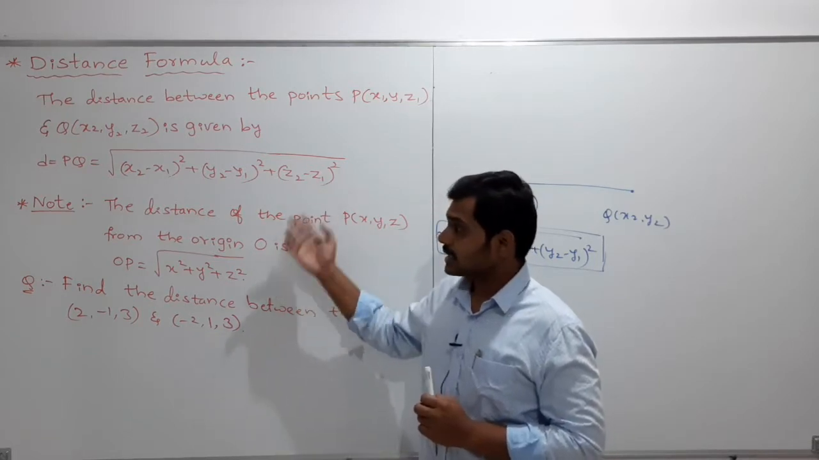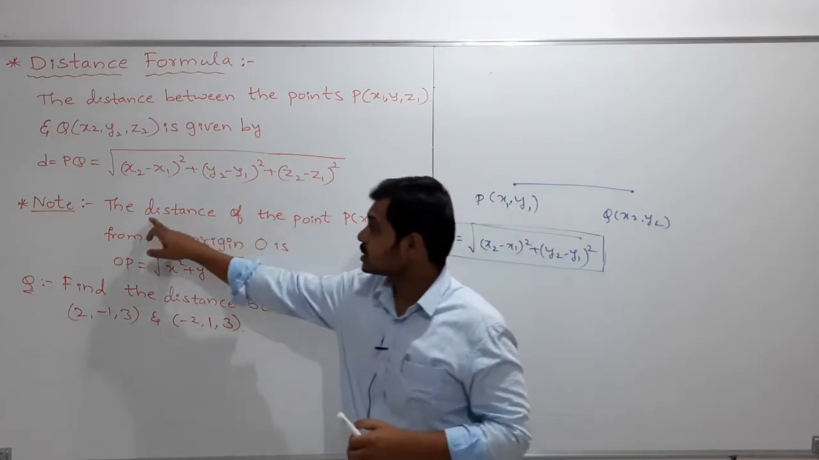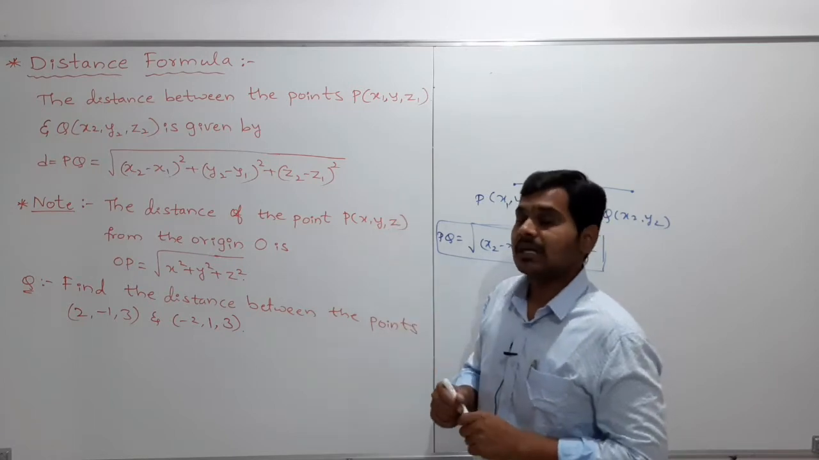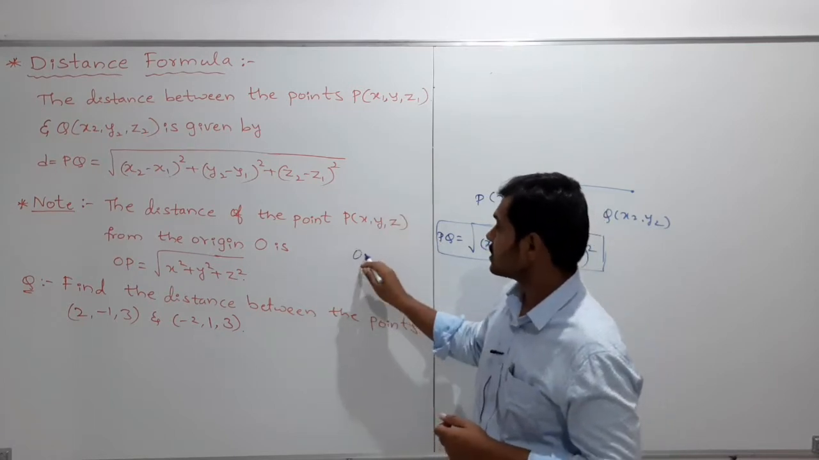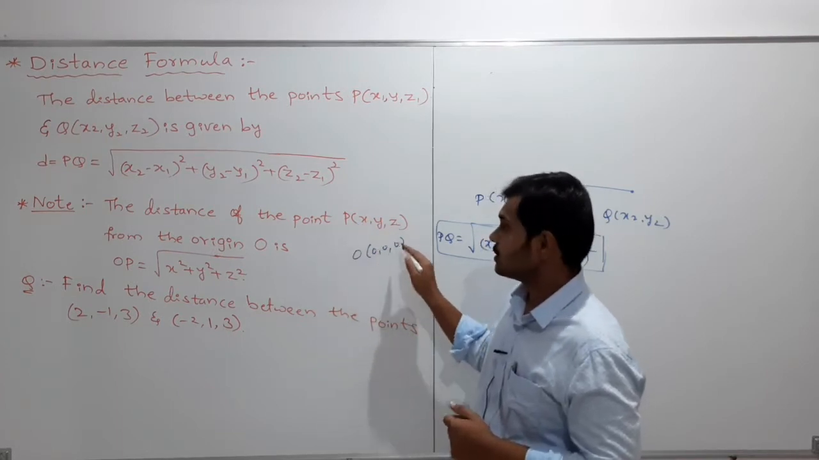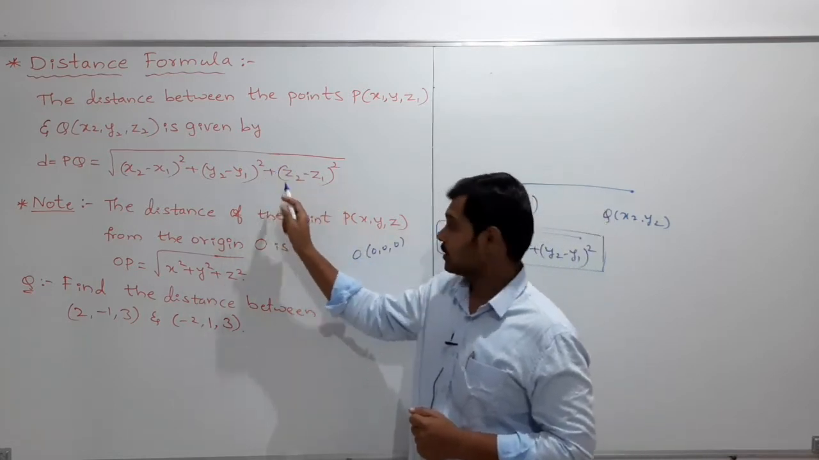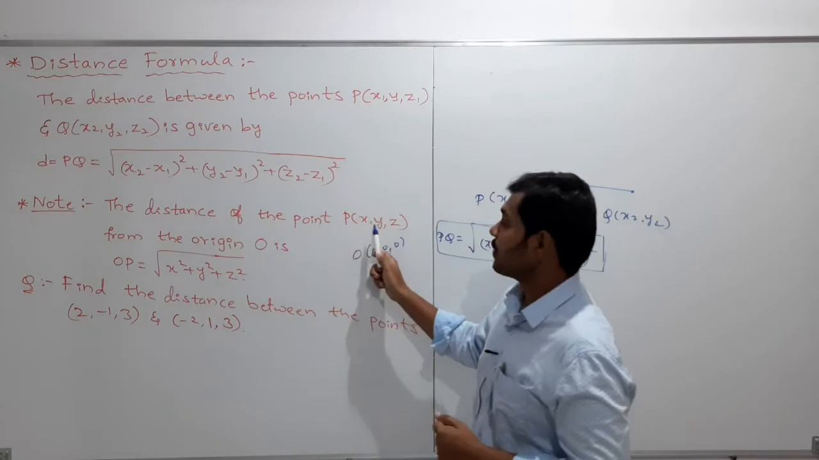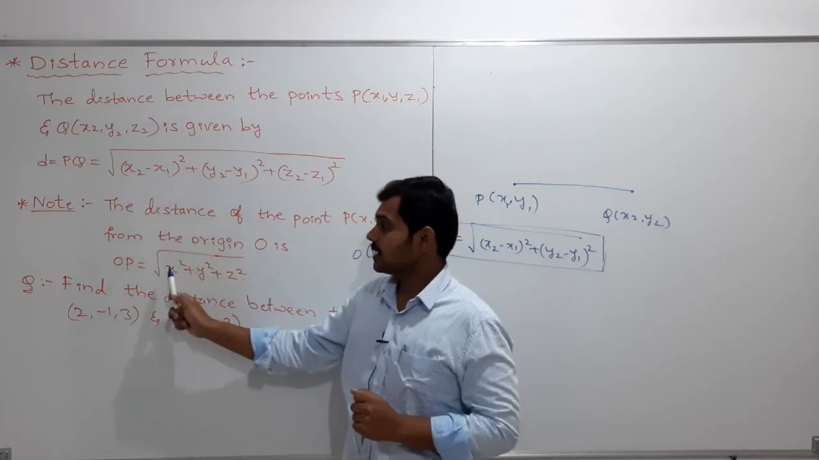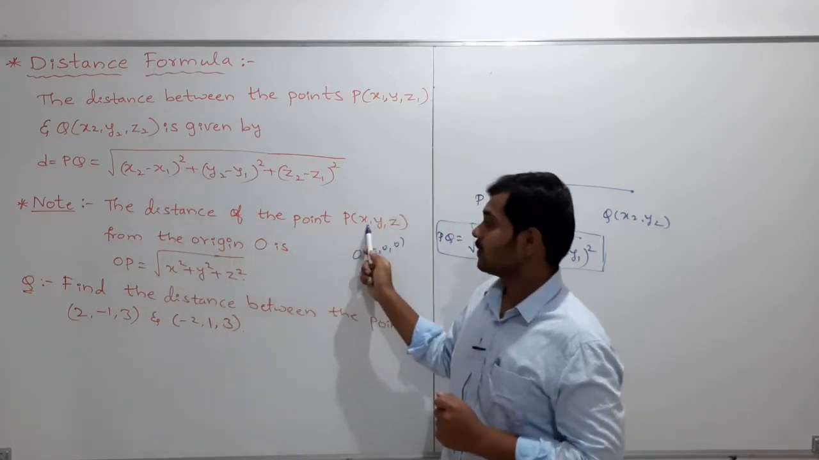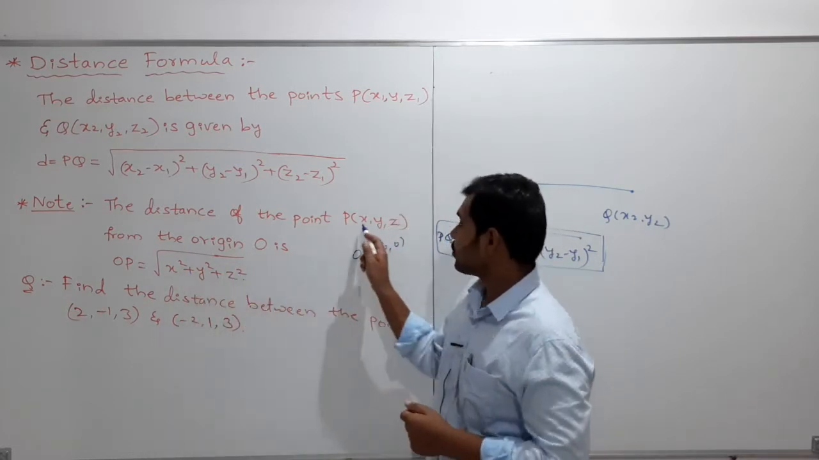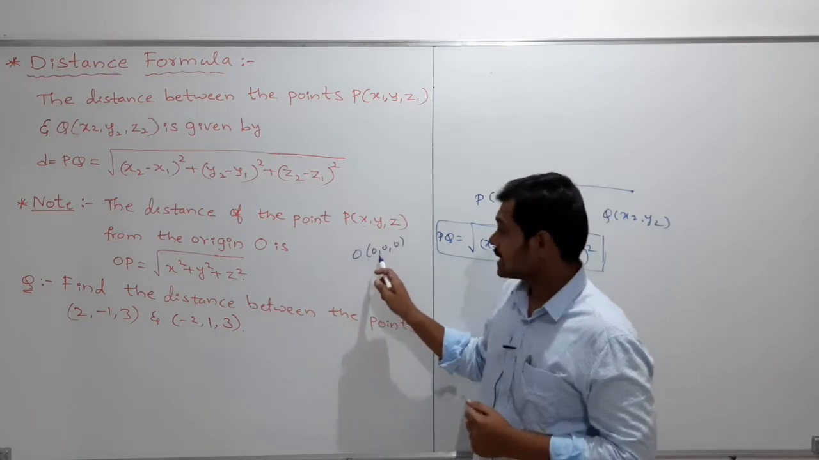Now, my dear students, another note to remember: consider the distance of any general point P (x, y, z) from the origin. One point is P (x, y, z) and the other is the origin, 0, 0, 0. So in this standard formula, one point is P (x, y, z) and the other is the origin (0, 0, 0).